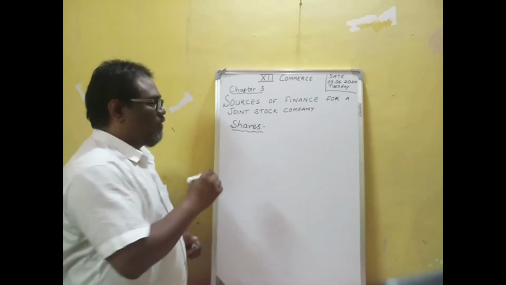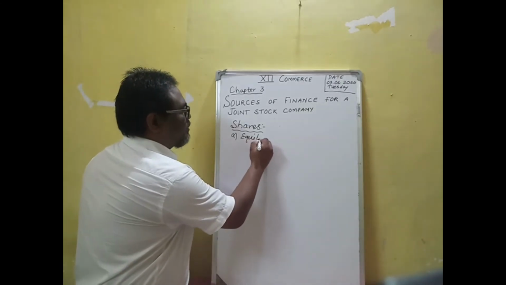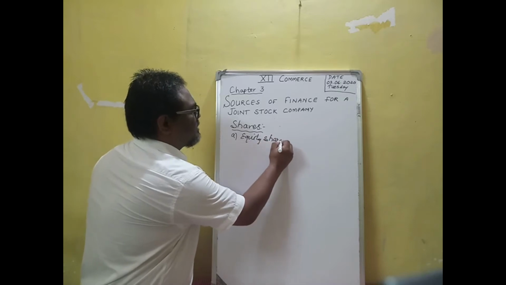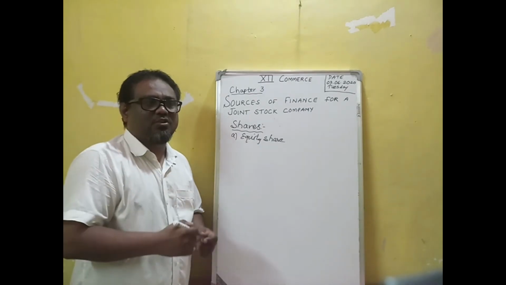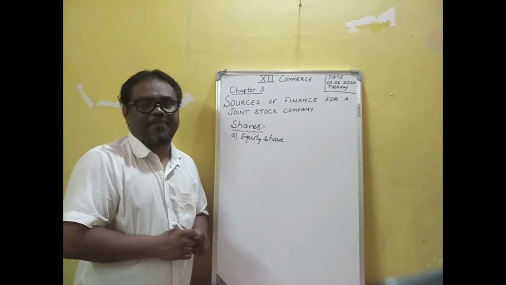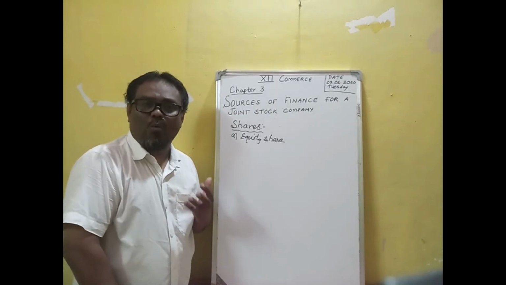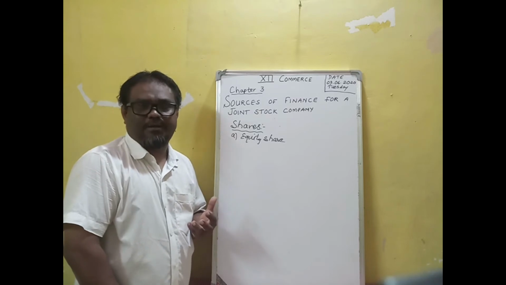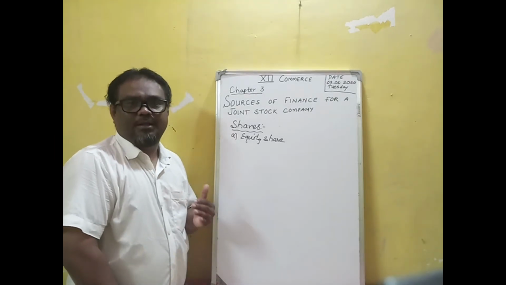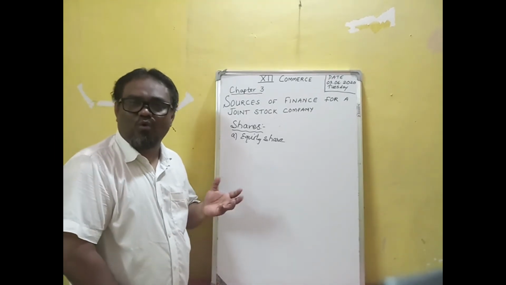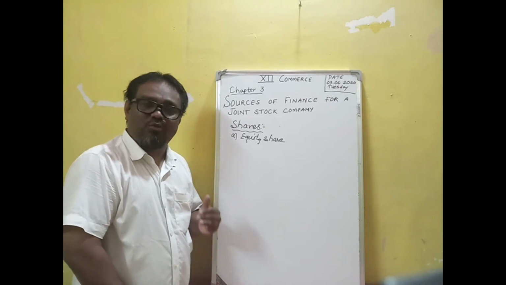So there are different types of shares. There are two types of shares: equity shares and preference shares. First of all, we are going to learn the equity shares. The term equity shares means the owner's fund. The investors who invest money in equity shares are called equity shareholders.